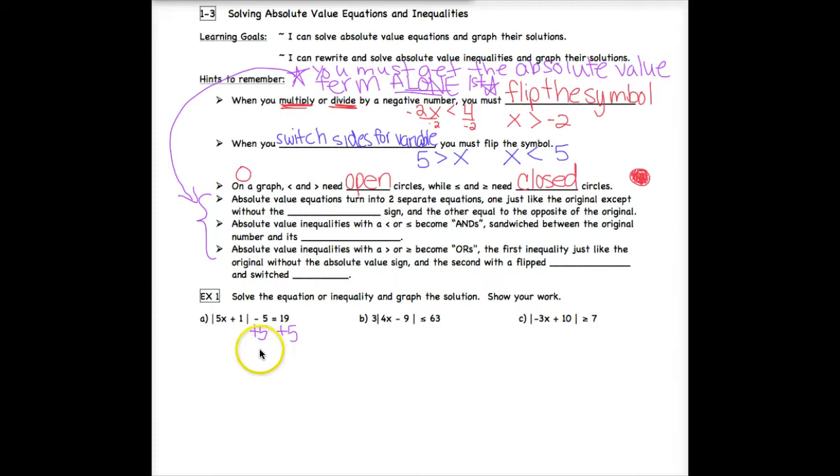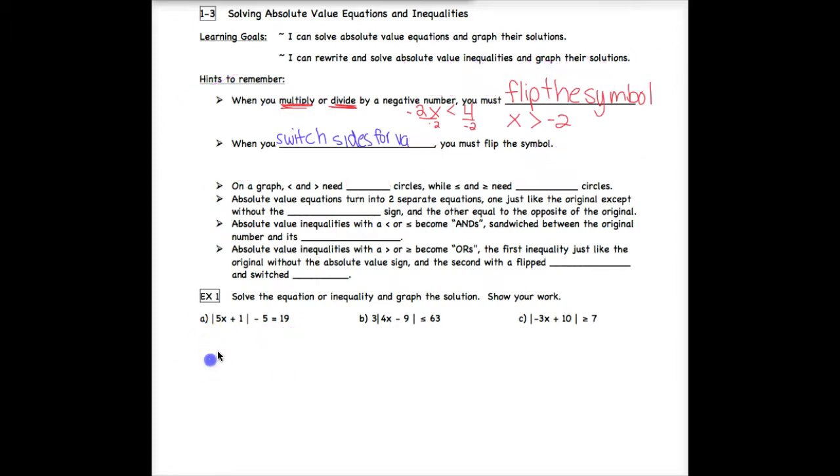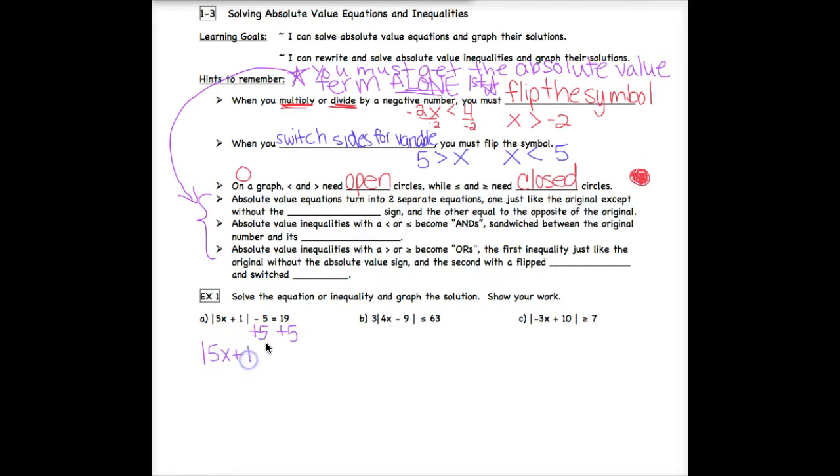And I think we're pretty good with knowing what to do with how to get variables alone. But now I'm using it to get an entire term alone. So now my equation is changed to the absolute value of 5x plus 1 equals 24. Now that my absolute value term is alone, I can apply my rule. And the rule for absolute value equations is that we're going to turn it into two separate equations.